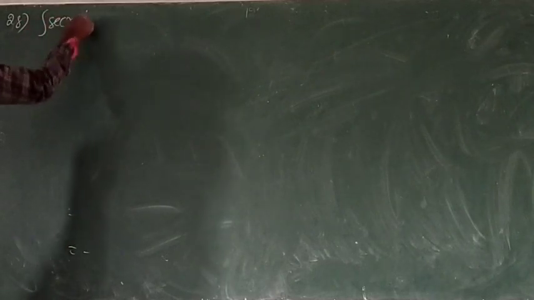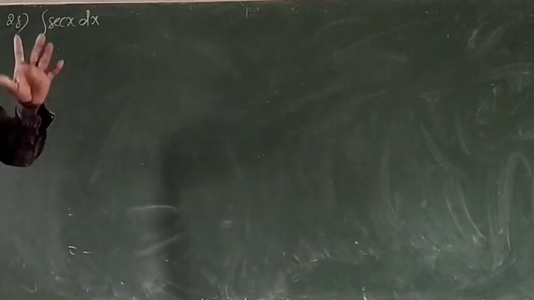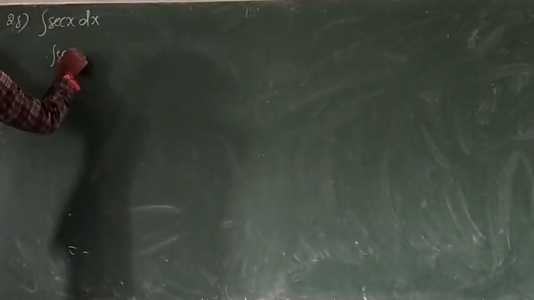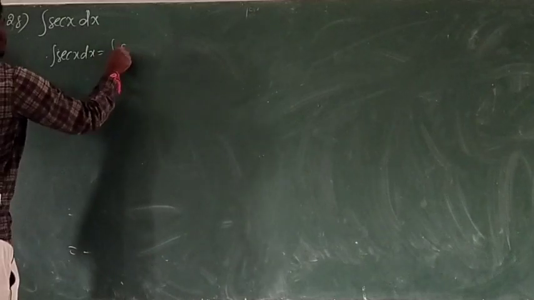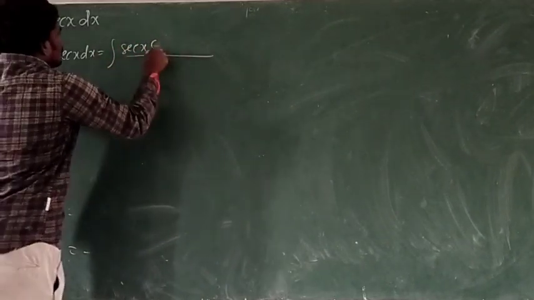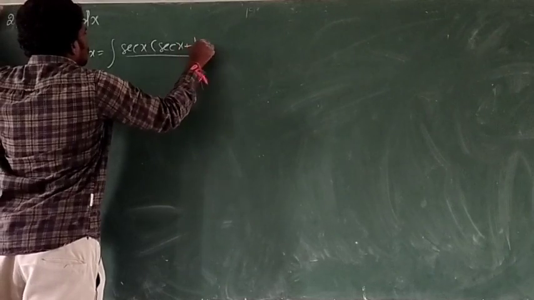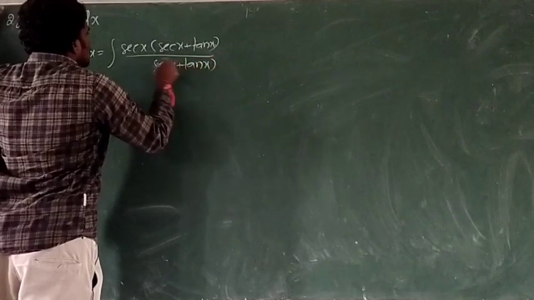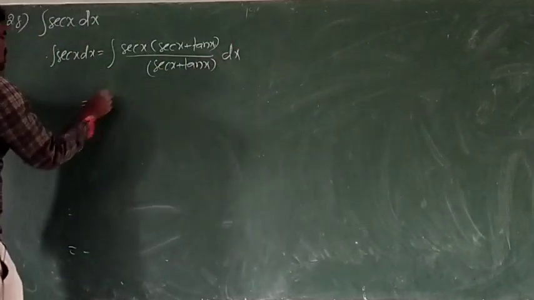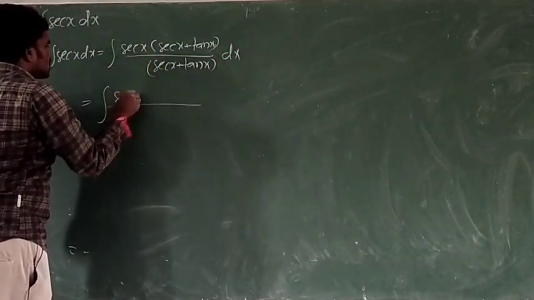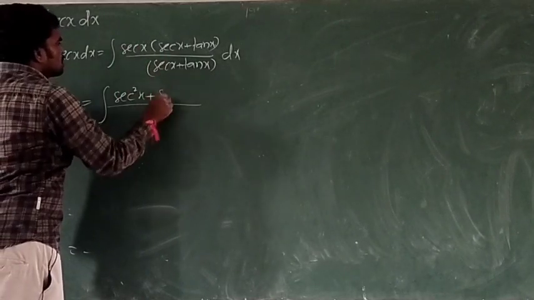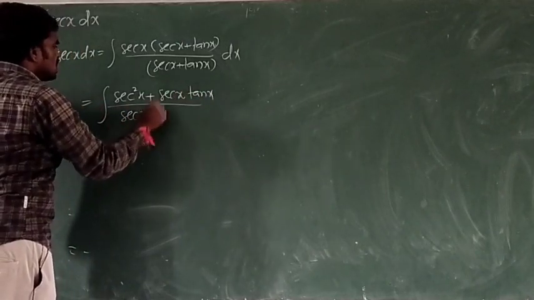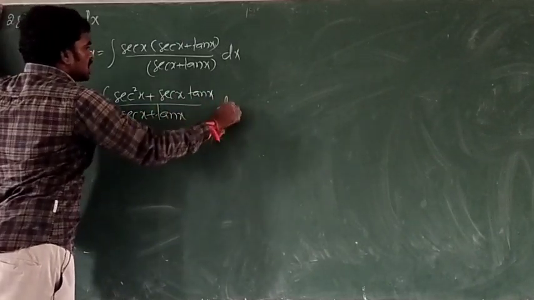Integration of secant x dx. Secant means just 1 by cos x only. Then how? Very simple. Here I am rationalizing this secant x with secant x plus tan x by secant x plus tan x. So it becomes secant square x plus secant x into tan x in the numerator, and the denominator is secant x plus tan x, dx.